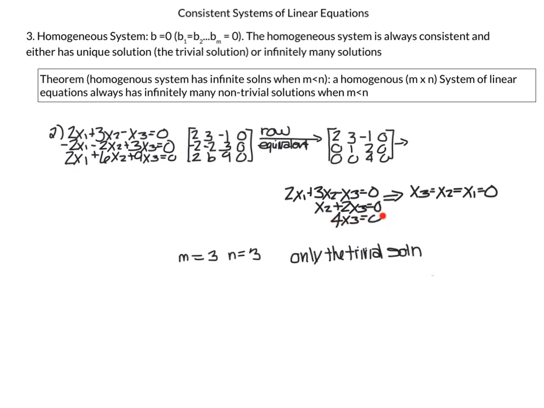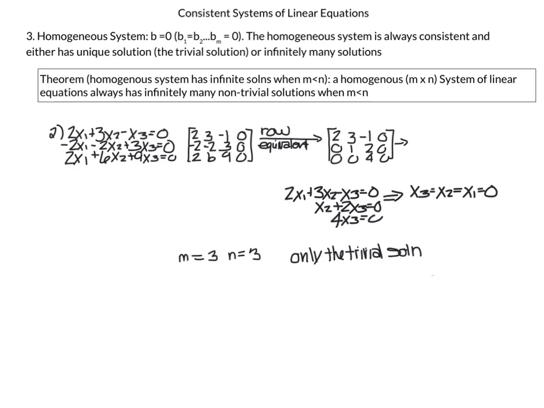Back solving, this last equation gives us x3 equals 0, and if this is equal to 0, that must mean x2 has to equal 0, and if x2 and x3 are 0, the first equation tells us that x1 must also be equal to 0. So there's one single solution, the trivial solution. And here, just to look at it, m is equal to 3 and n is equal to 3, which means this theorem doesn't apply here.